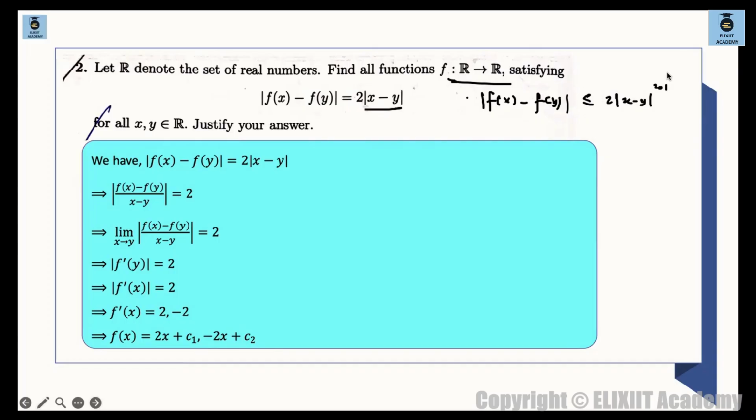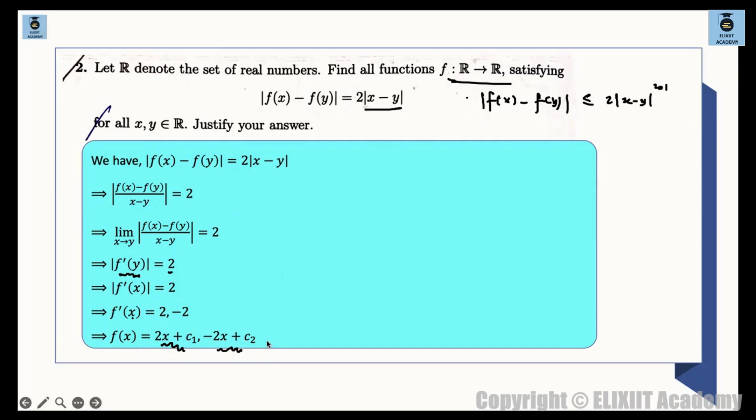So now they have given this equality over here, so you do the same thing. You just bring one x minus y down and then simply take x tends to y, and this will become mod of f dash of y. So mod of f dash of y will be 2. Now say mod of f dash of y or mod of f dash of x, the function will be the same. Mod of f dash of x will be 2, which means f dash of x is plus minus 2. So f(x) will be 2x plus c1 or minus 2x plus c2 if you integrate both the sides.